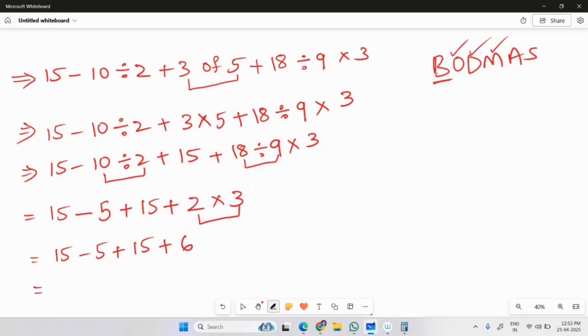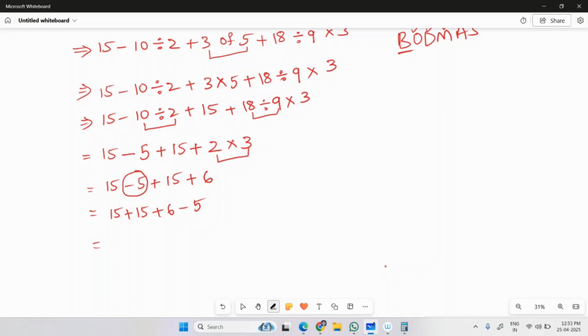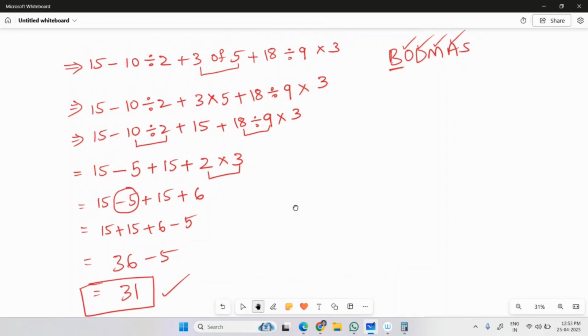Now, the next order is addition. Here, we have only one negative number, so let's keep it at the end. Write all the positive numbers first: 15 plus 15 plus 6 minus 5. Now, let's add: 15 plus 15 is 30, 30 plus 6 is 36, 36 minus 5 is 31. So, the answer is 31. Okay, this is how we solve a numerical expression.